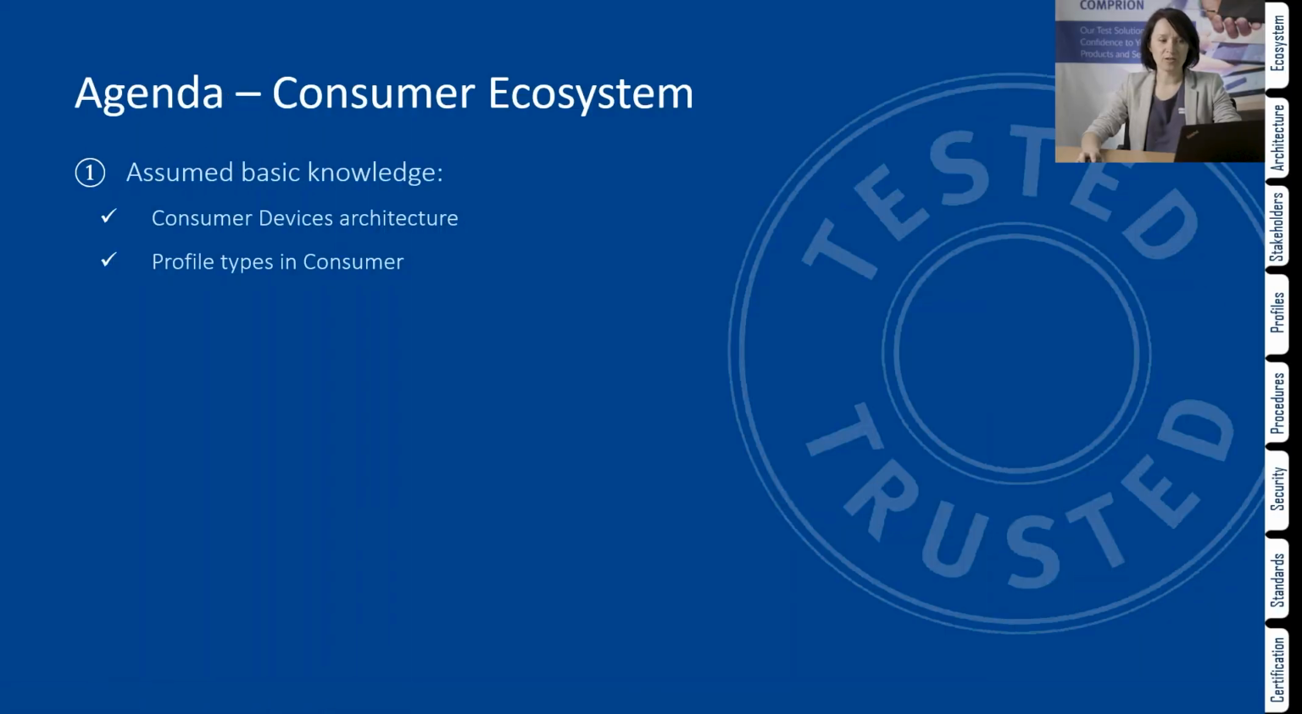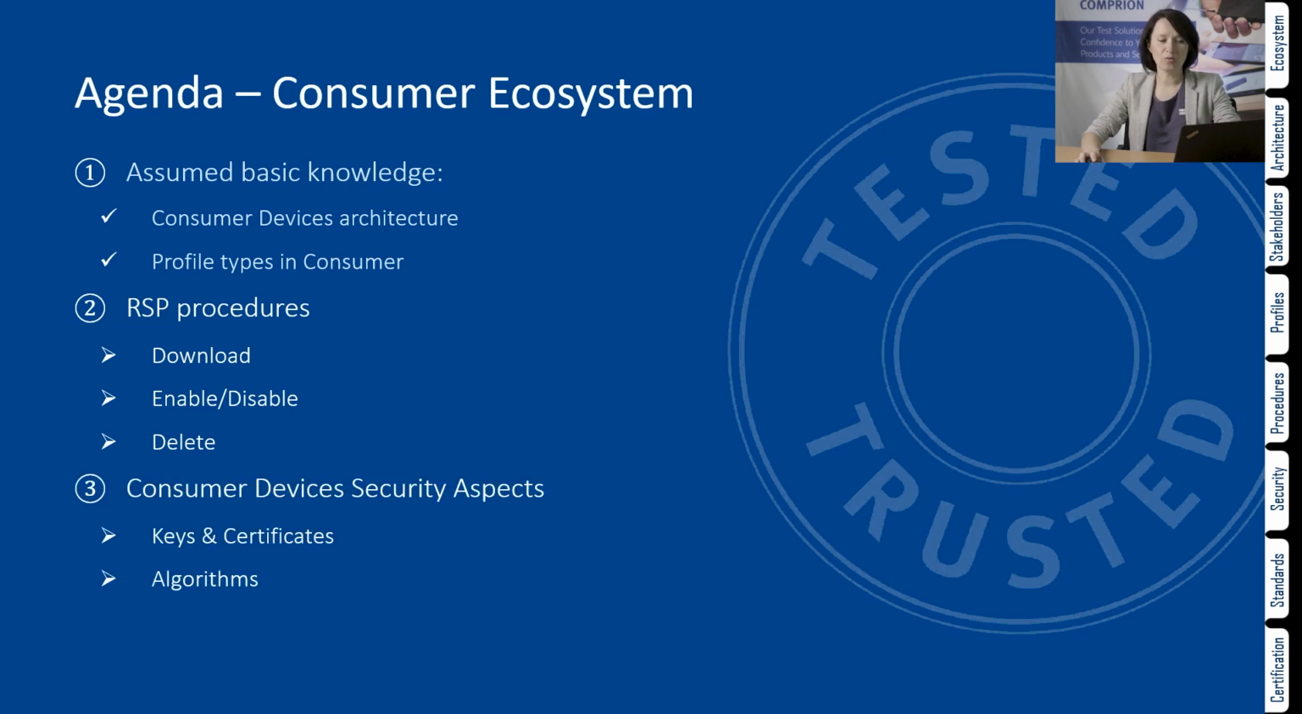For our training, I assume that you already know the consumer devices architecture and the profile types, at least. Today we will start with the RSP procedures, mainly download, enable, disable, and delete procedures, but many other procedures as well. In the second part, we will talk about the security aspects, the keys and certificates, and the algorithms used in the consumer devices world.